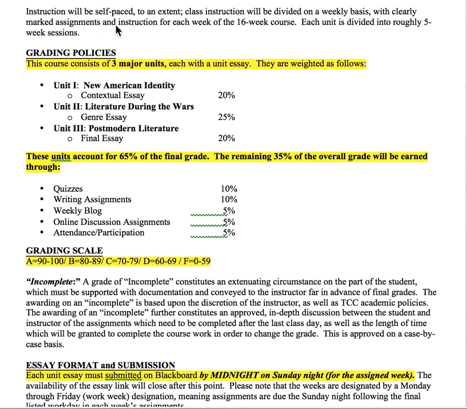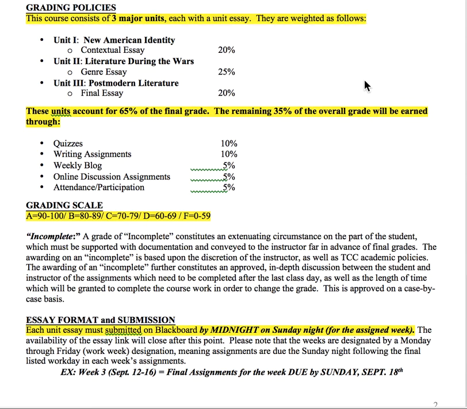As I said, instruction will be semi-self-paced, so we have a 16-week class, and it's going to be divided into three five-week units, roughly. And each unit is open so that you can explore within the unit, the whole unit, so you'll have the full 5 weeks available to you. And then once that unit is over, I'll put the next unit up so we're all on the same page for each unit. As I said, this course has three units, and each one has a major unit essay.